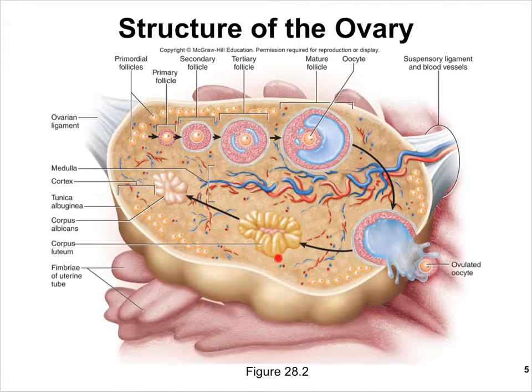So this is going to secrete all of the hormones responsible for maintaining a pregnancy until it becomes apparent that you're not pregnant, and if that happens, it turns into a corpus albicans, which is basically a little mass of scar tissue. Or if pregnancy does happen, then the corpus luteum will continue to pump out progesterone and other hormones to maintain the pregnancy through the first trimester-ish.